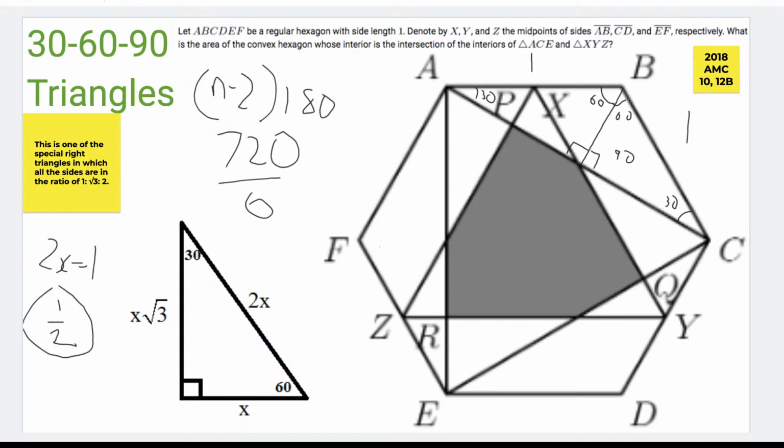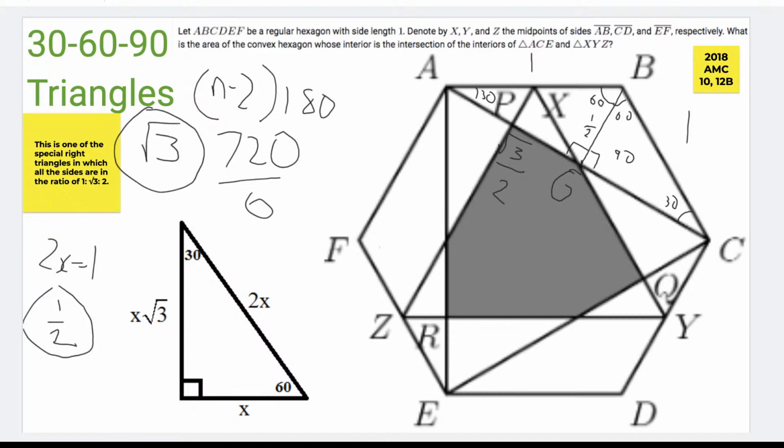So this side is 1 over 2. The side opposite to 60 degrees is x times the square root of 3, which is 1 over 2 times the square root of 3. Let's say this is the midpoint, call it G. So AG is just square root of 3 over 2. That means AC is square root of 3, because you multiply by 2 to get the entire length.